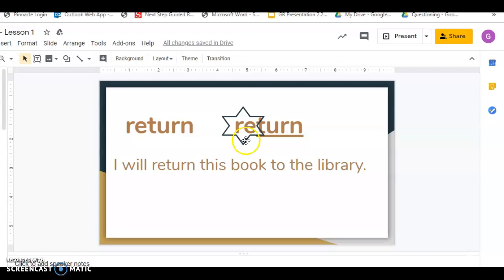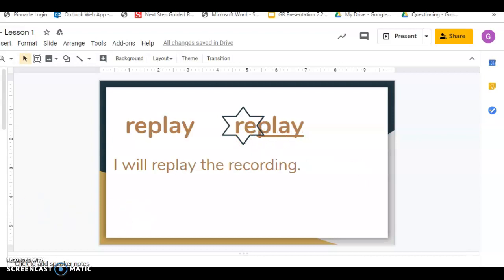Prefixes go at the front of words. In the word return, re is in front of the word turn. Turn is our base word. If we take the prefix away, we're left with turn. Return means to take something back. Let's look at another one. This is the word replay. Let's look at this word.